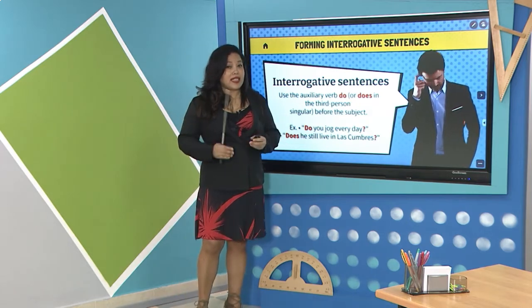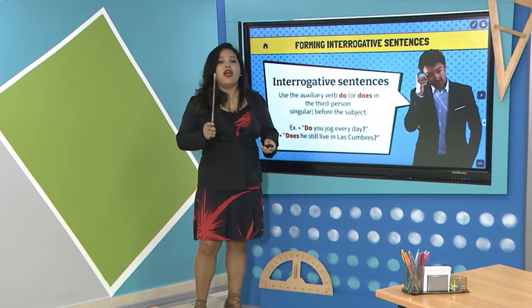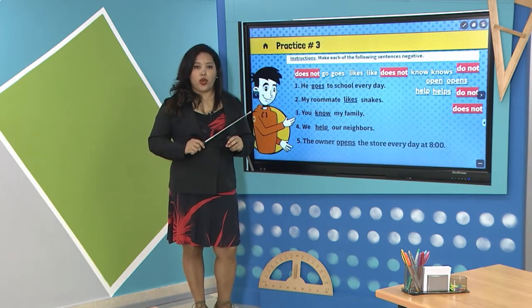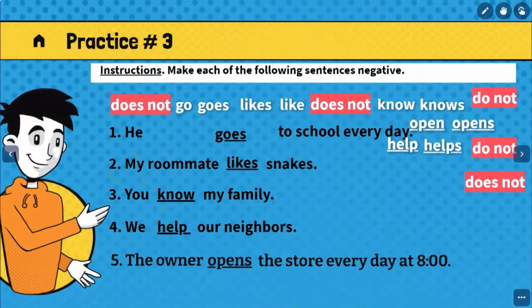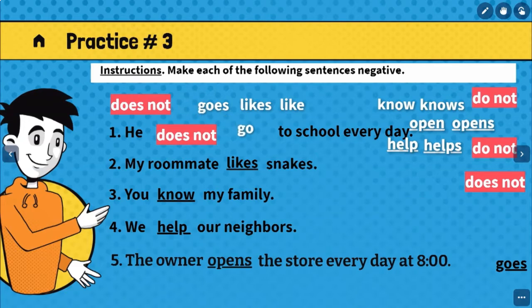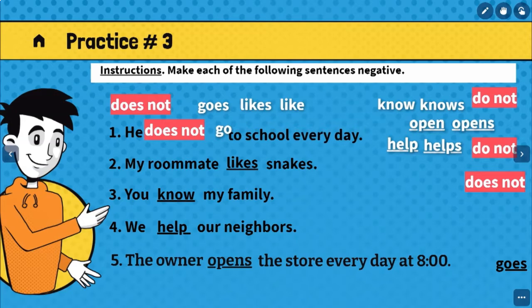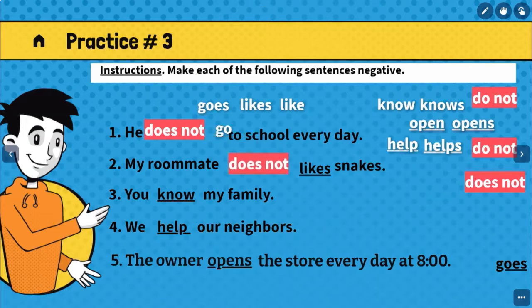So, did you see how easy it is to change the sentences into negative and interrogative? Now let's put that into practice, okay? We have here the first statement, he goes to school every day. Let me open a space here because we need to add the auxiliary before the verb. We are talking about he, third person, so we use does not. And we don't need goes anymore because we are using the auxiliary, so it has to be in the base form. He does not go to school every day. My roommate likes snakes. Let me open a space here. Before the verb, we add the auxiliary. My roommate does not like, it's not likes anymore, it's like, the base form of the verb, like snakes.